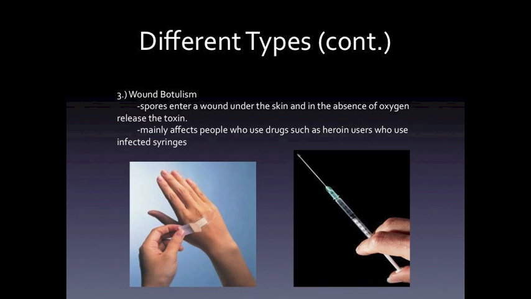The third type is called wound botulism, and it's when the spores enter a wound under the skin, but this one mainly only affects drug users, such as heroin addicts that use infected syringes.